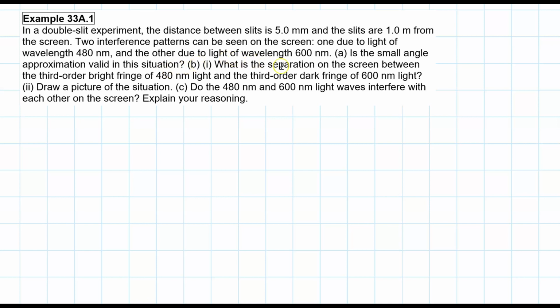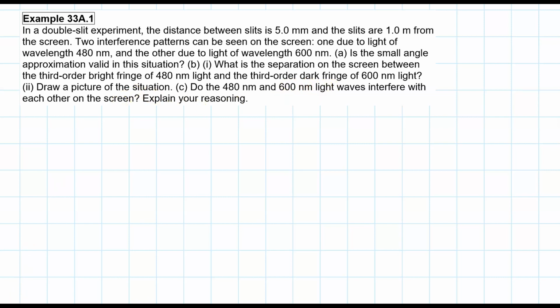B. What is the separation on the screen between the third order bright fringe of 480 nanometer light and the third order dark fringe of 600 nanometer light? Draw a picture of the situation. And then C. Do the 480 and 600 nanometer light waves interfere with each other on the screen?